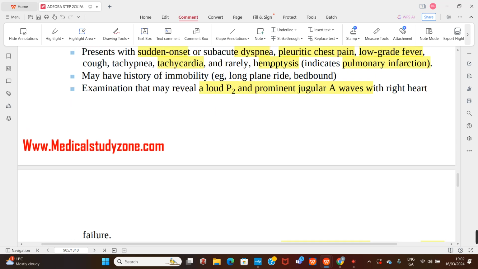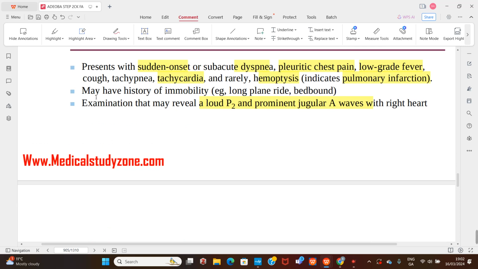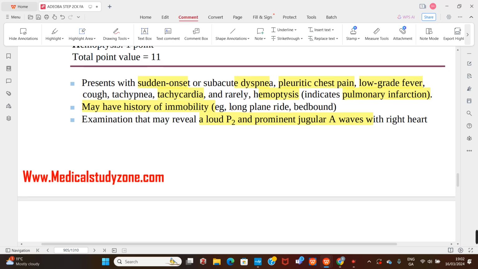Then the hemoptysis can happen due to pulmonary infarction. You can get a history of immobility. That person has traveled for a long time, maybe from Nigeria to Australia, or the person has been bedbound for a long time after surgery. We are still going to talk about the Wells criteria, so we see all those things.